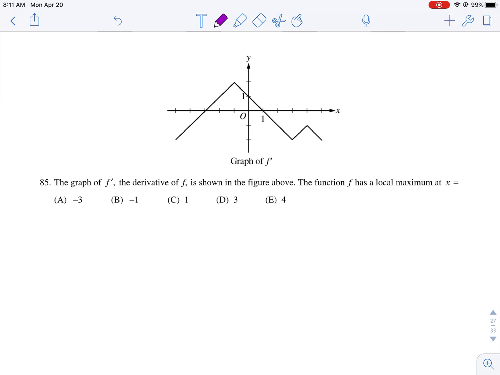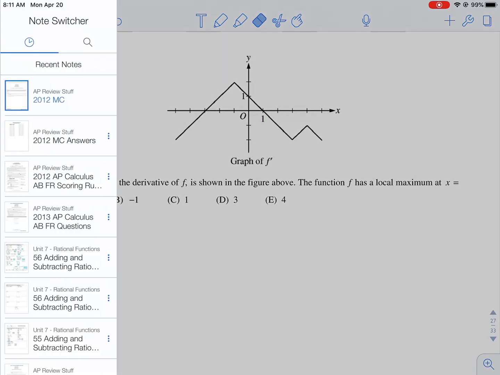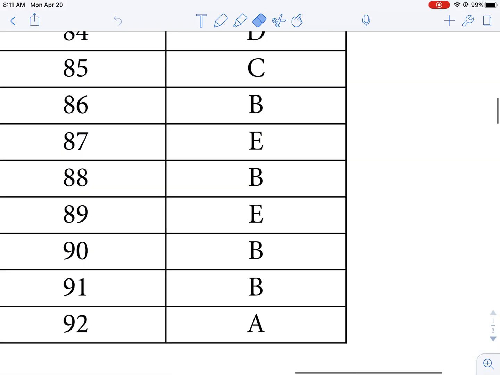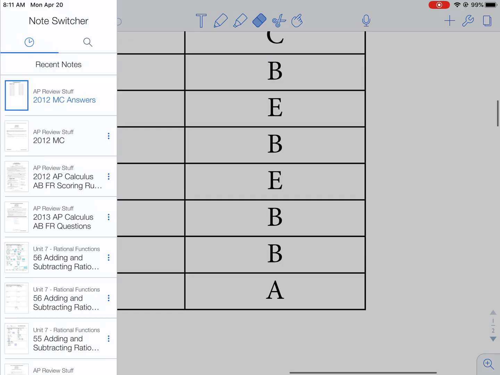Okay, here's a graph of f prime. Where is there a maximum? There's a maximum when it changes from above the x-axis to below the x-axis, which means f has a positive slope to a negative slope. So it should be at 1, which is answer C for 85, which is correct.